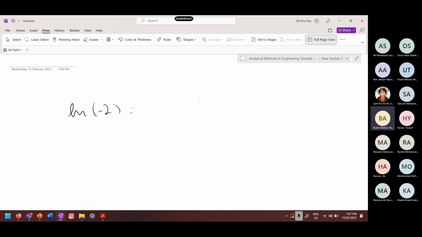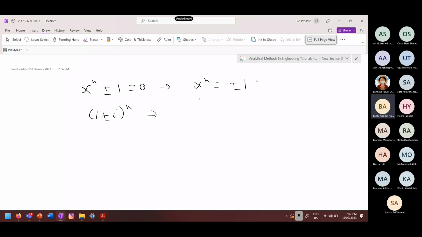Okay, this is actually a bit tricky, which I had a problem with when I was taking analytical. When you have this term, x to the power n plus or minus 1 equal to 0, or the same of x to the power n plus or minus 1, or any number in general. And there's this term, which is 1 plus or minus i to the power n. These two are very similar in solving matter, but they're not exactly the same. Two different strategies. So do you know how to differentiate between these two?